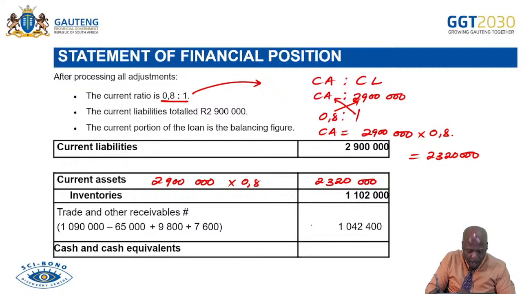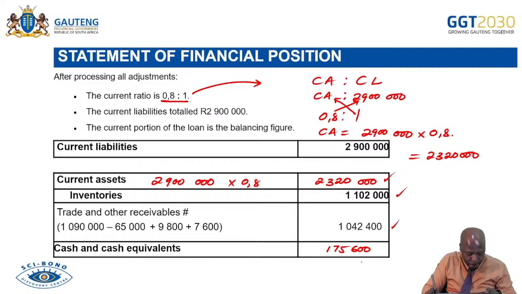Now, I should be able to get my cash and cash equivalents. How do I get that? I'll say 2,320,000 minus 1,102,000 minus 1,042,400, and that will give me 175,600. Okay, so now we have our current assets at this point.